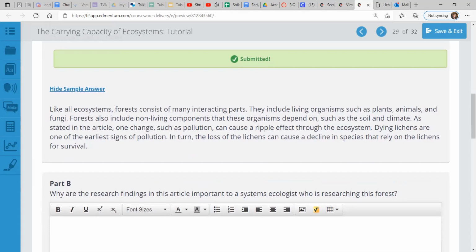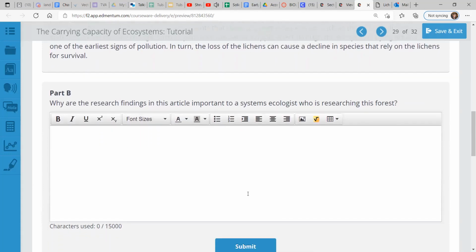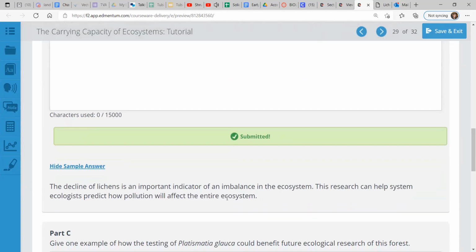So, part B. Why are the research findings in this article important to a systems ecologist who is researching this forest? Well, the decline of lichen is an important indicator of an imbalance in the ecosystem. This research can help system ecologists predict how pollution will affect the entire ecosystem.